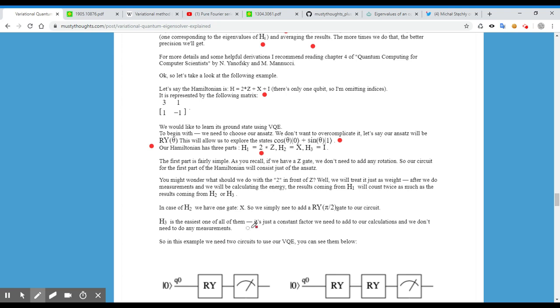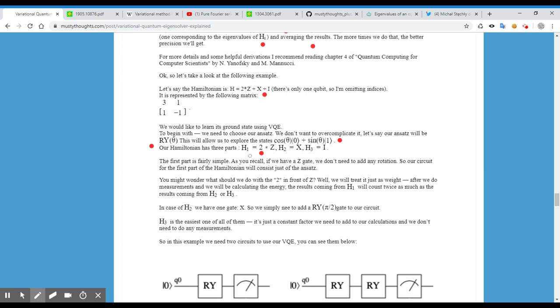You might wonder what we should do with the 2 in front of the Z. Well, we treat it just as a weight. After we do measurements and calculate the energy, the results coming from H1 will count twice as much as the results coming from H2 and H3. So basically H here is the cost. The Hamiltonian is your cost function. That's what you're trying to do, you're calculating the energy.